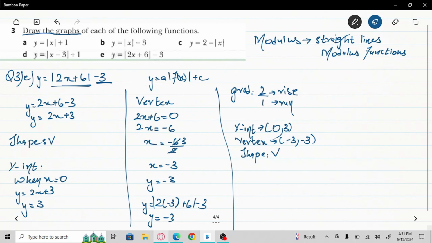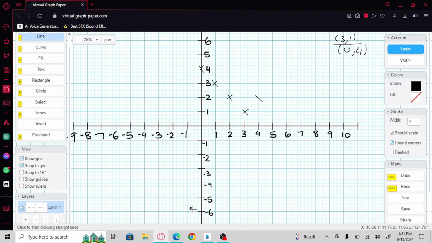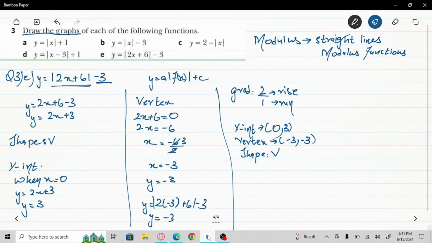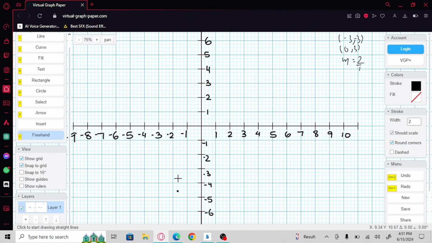And now let's plot the graph through this information. So freehand: negative 3, negative 3, then 0, 3 is the y-intercept. Gradient equals 2 upon 1, and the shape is a V shape. Okay. Let's plot these coordinates first of all, negative 3, negative 3, and we go up till here. That's the first point. When x equals 0, y equals 3.